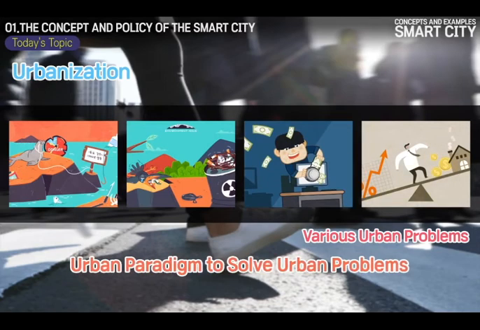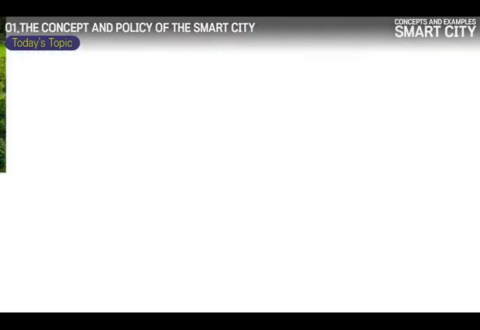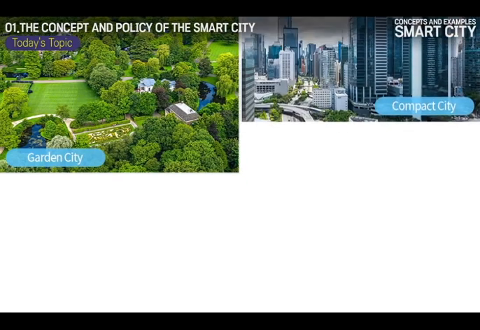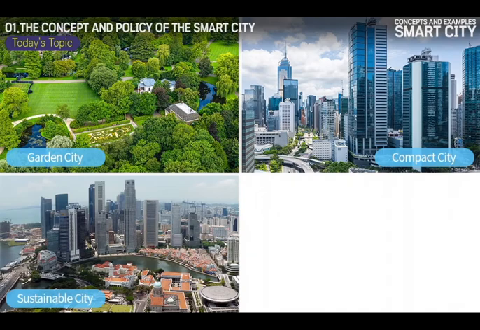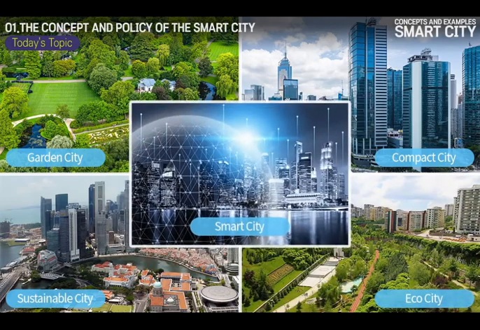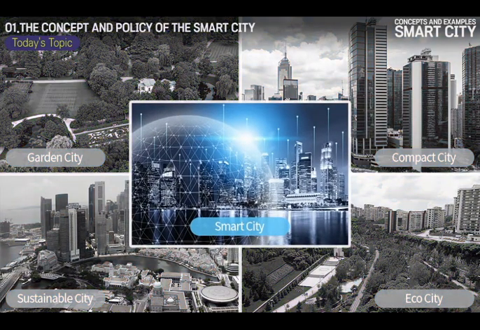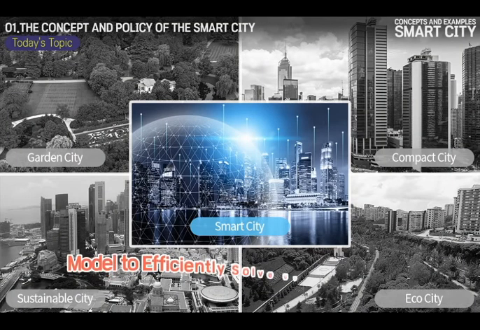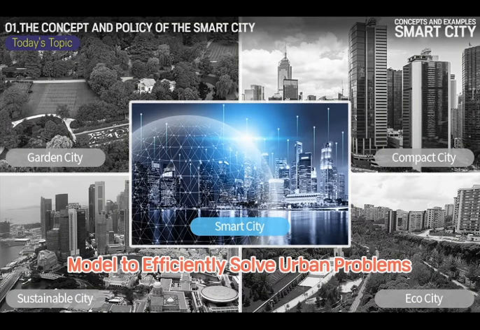Various urban paradigms were presented to solve these urban problems. They are garden city, compact city, sustainable city, eco-city, smart city, etc. Among them, smart city, using information and communication technology, is in the limelight as a model to effectively solve urban problems.